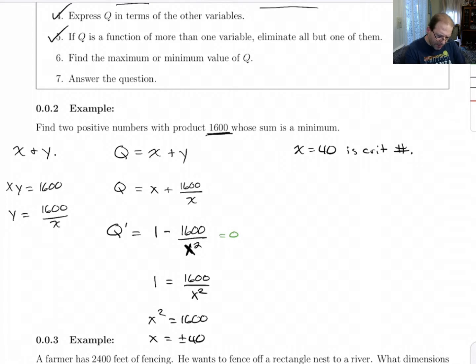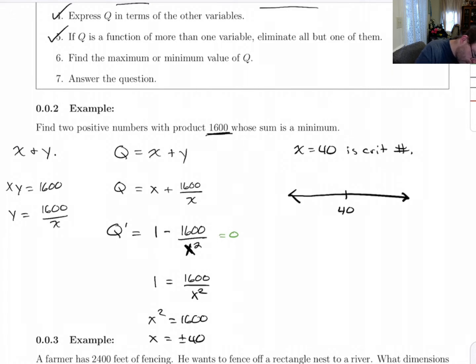Now, what are our limitations on x? Well, it has to be positive. There's no upper limit on it, but realistically, if we're trying to keep the sum as a minimum, we don't want it to get too big. But anyway, let's look at this critical number and see if it gives us a minimum. I'm going to do that by plotting it on a real number line. So I'm going to put 40 here.